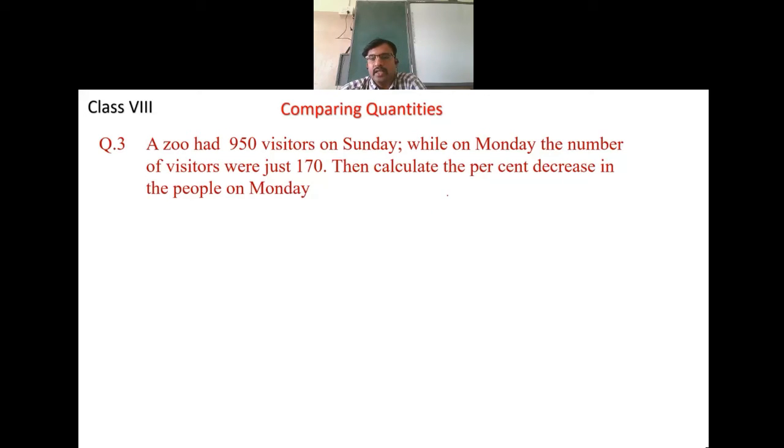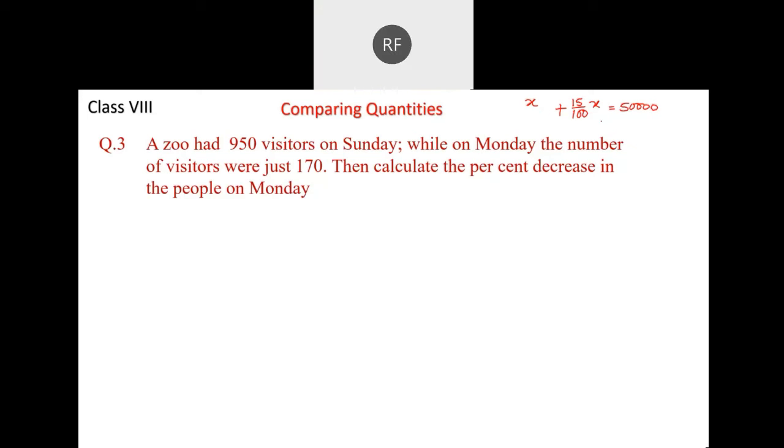Sir, we can also do it in other methods. See, the initial salary was not given, that is X. 15% of X to be added to get the new salary. The new salary is given as 50,000. It's that simple here. This should be simplified: X into 115 by 100 is equal to 50,000. We take X common, we get 115. The same thing was done. Find the value of X.